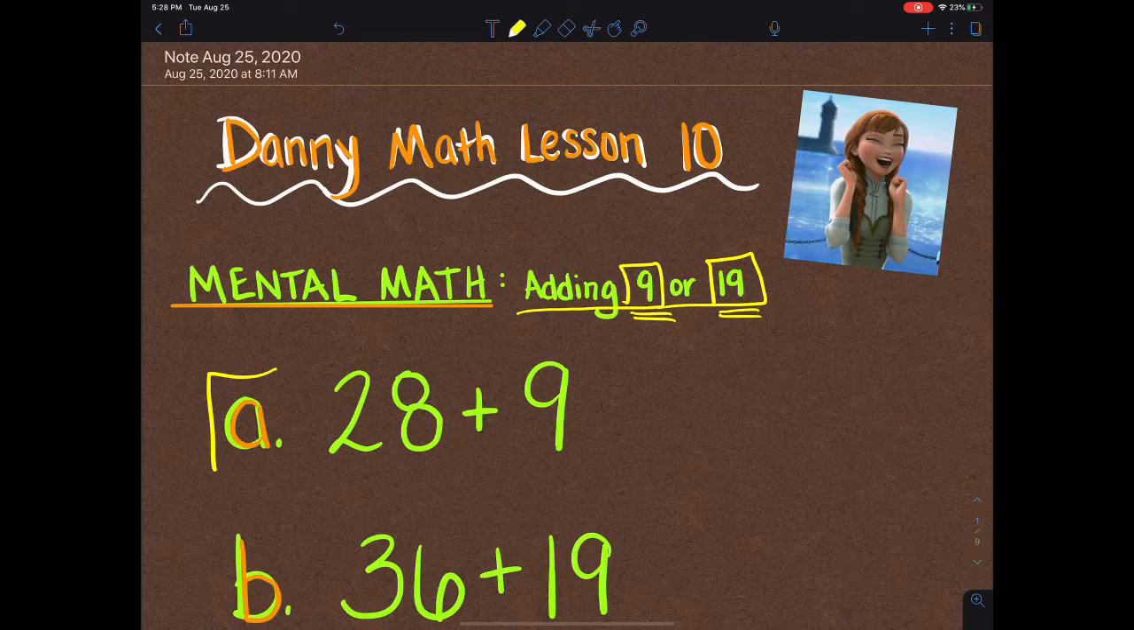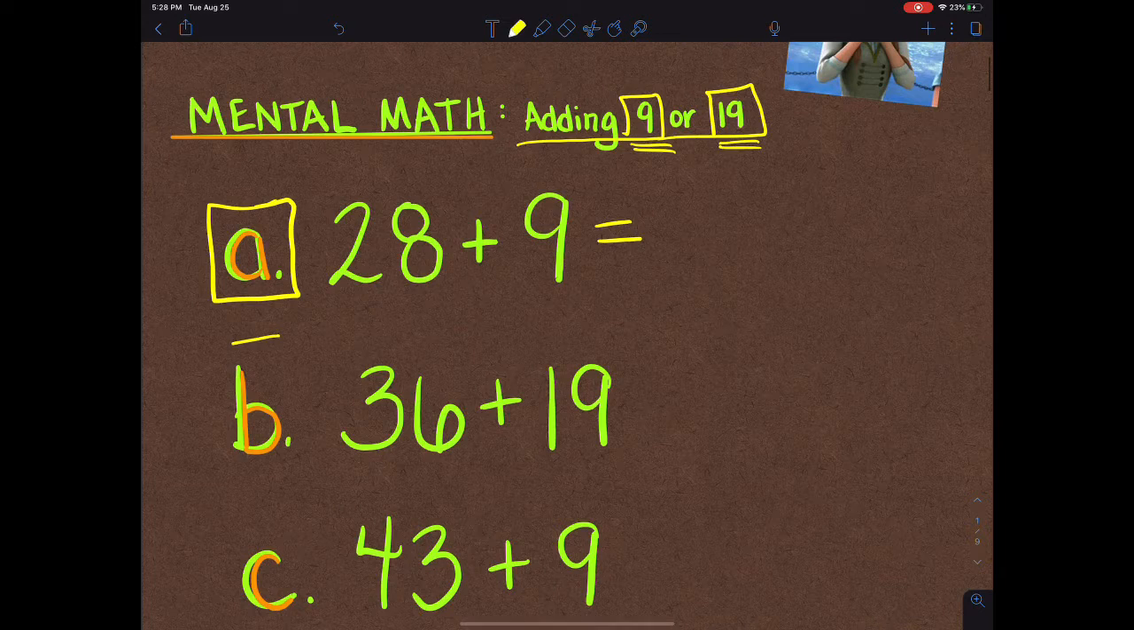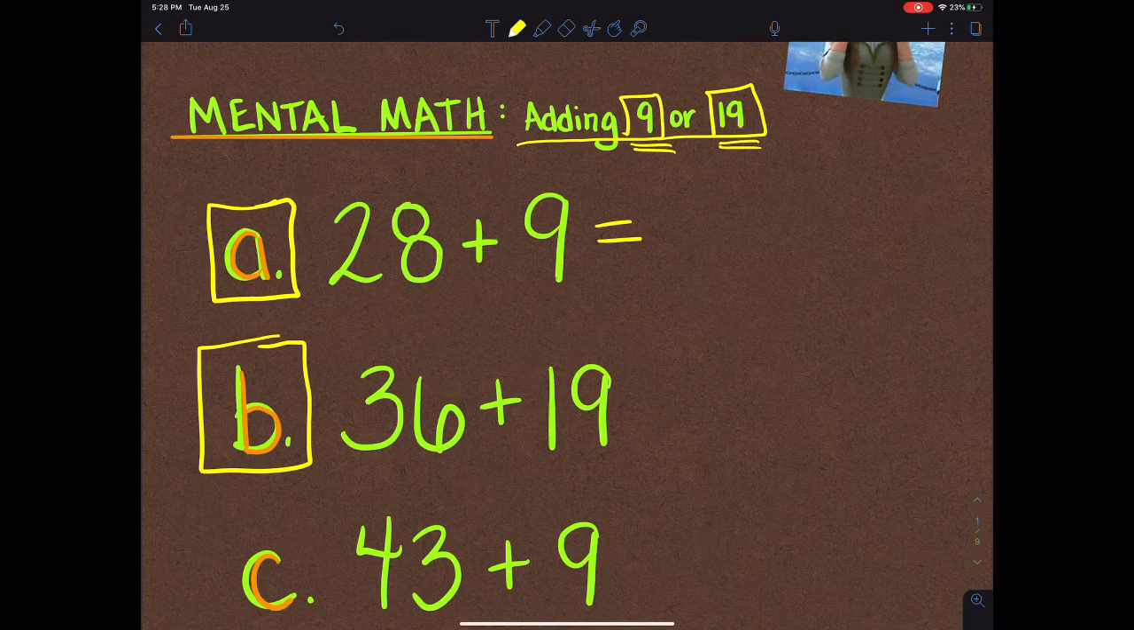Okay, we're going to start with A. A is 28 plus 9. So write down your answer. We're going to go to B. B is 36 plus 19. Try and do that in your head.